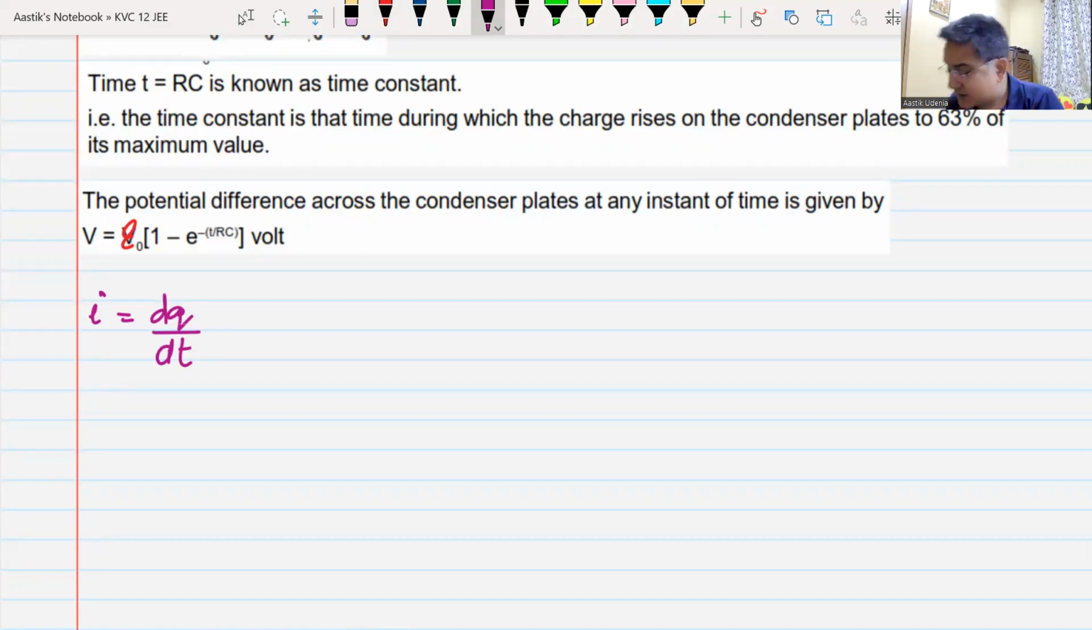The equation of charge. And what do you get when you differentiate the equation of charge? You will get E by R into e to the power minus t by RC. So this becomes your current in the circuit as a function of time. You can also write this equation in this form: I is equal to I max e to the power minus t by RC.